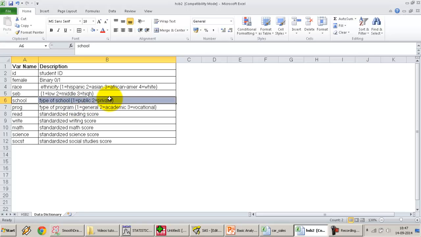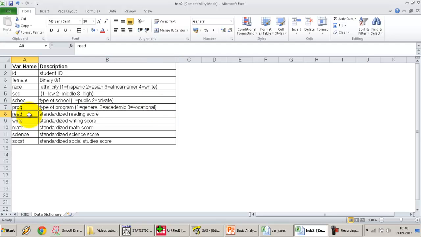This does not give us direction, neither does it give us magnitude, right? Private is not greater than public, public is not greater than private. We don't know the difference between public and private in terms of mathematical terms. This is a pure categoric variable. The type of program the student is enrolled in: general, academic, vocational. Again, no direction, no magnitude, right?